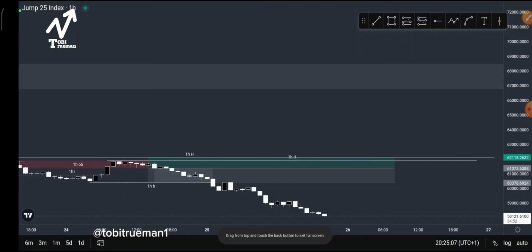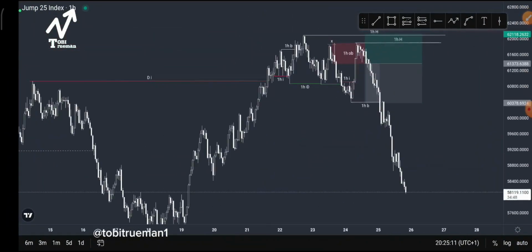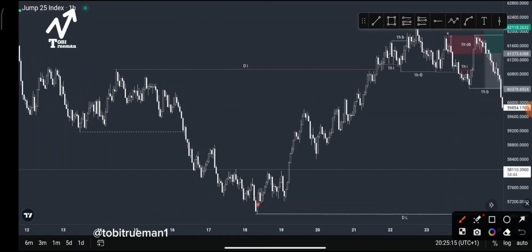So according to what we have studied, what happened here, let me try to zoom in very well. We can now see that from the daily time frame, price is making this type of structure. Price has now taken out daily time frame inducement. So what do we do?